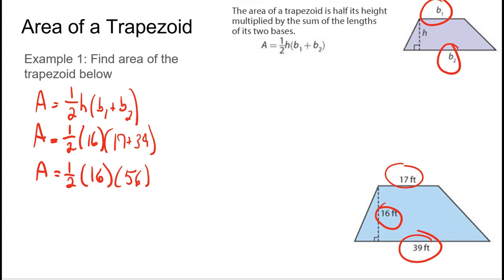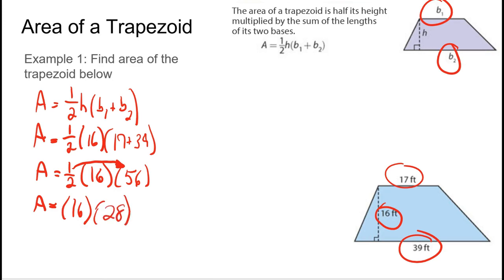It doesn't matter what order you multiply things in. So I could do half of 16 first, or I could do half of 56 first, or I could do 16 times 56 first. Whatever is easiest for you. So I'm going to take half of 56 first. So I still have my 16, I didn't do anything with that, but now I have 1/2 times 56. 1/2 times 56 is 28.